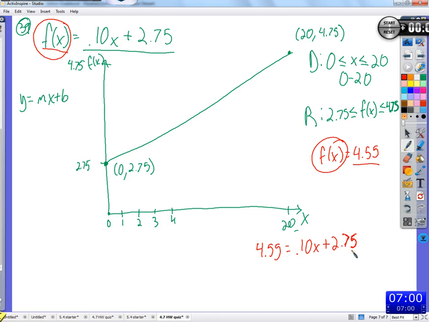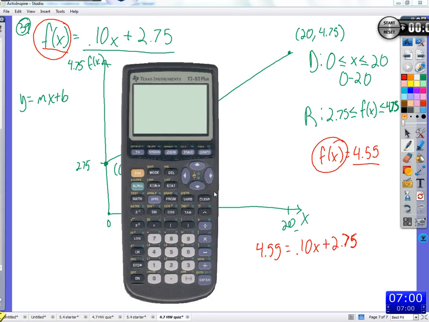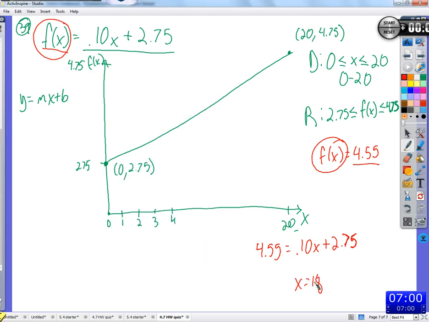f of x, the output, is 4.55. Not the input, but the answer, the result, the output. We do these so often. Let's solve for x. We're going to subtract 2.75 from both sides. 4.55 minus 2.75 is 1.8. After we get 1.8, we're going to divide by 0.1. And 18 is the result. Okay, so we did what they asked us to do.